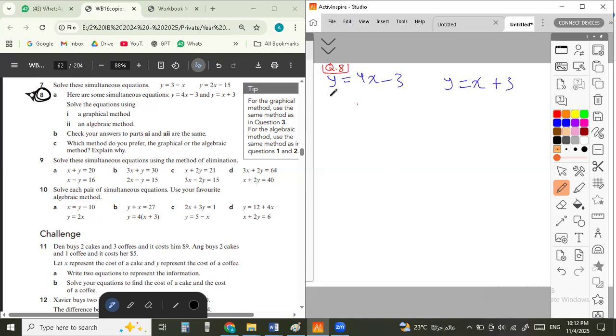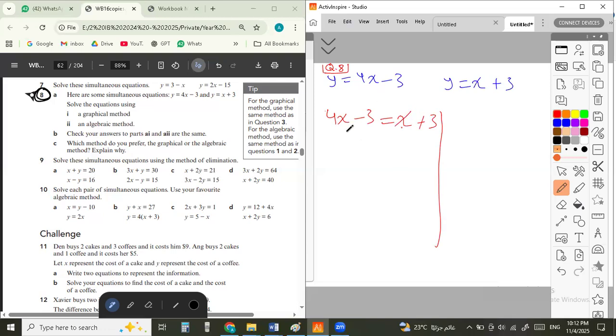All right, so let's do it. y equals 4x minus 3, y equals x plus 3. And they're saying to you solve the equations using a graphical method and an algebraic method. Let's do that. I'm going to start with the algebraic method, and I will say 4x minus 3 equals x plus 3.